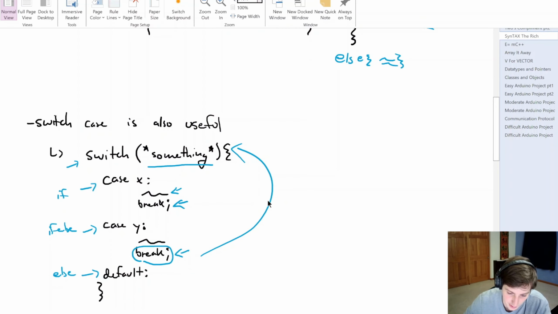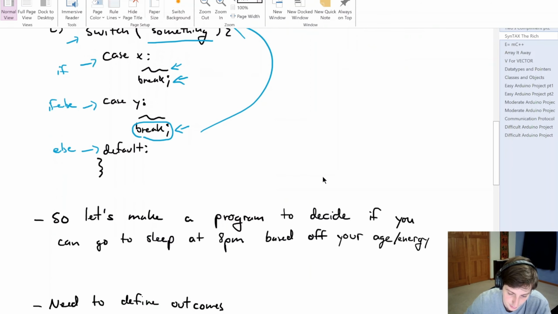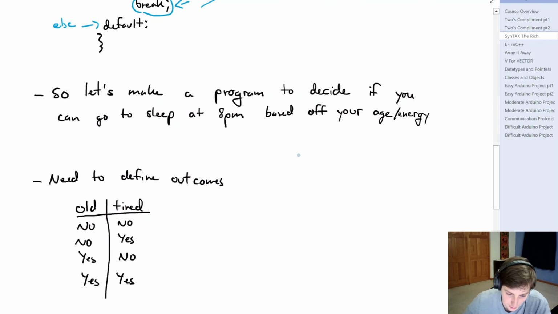So now that we've looked at how to use these conditional statements, let's consider making a program. Now our program is going to be based off of a utopian government that's going to decide if you are allowed to sleep at 8 p.m. and it's going to be based off of your age and energy. A little bit odd of an example, but sometimes you got to make things interesting.